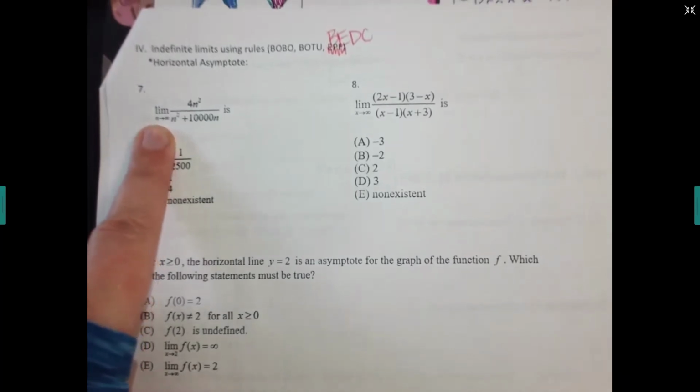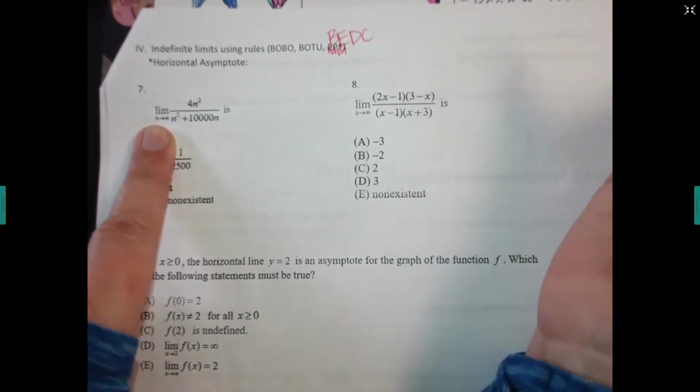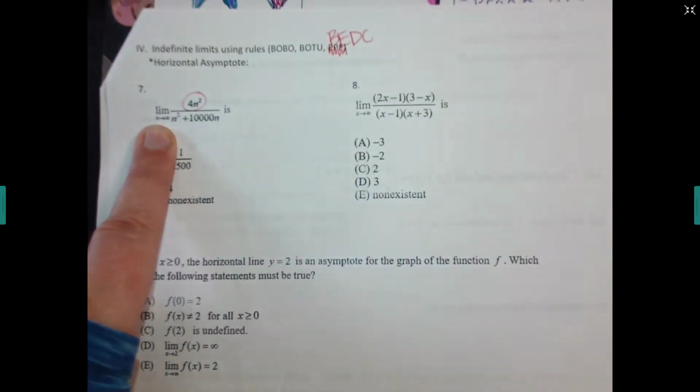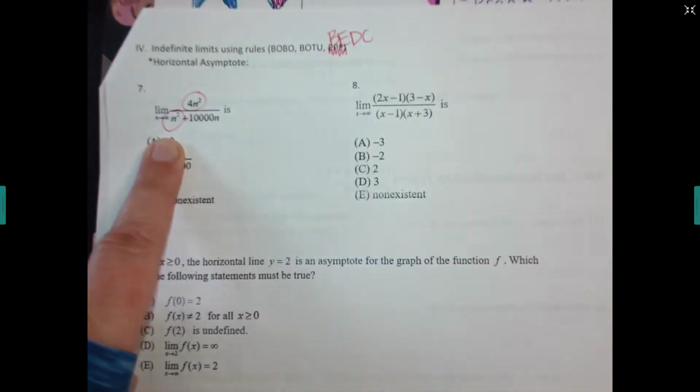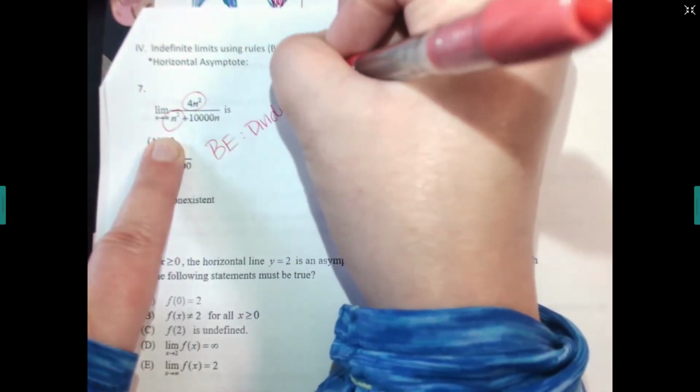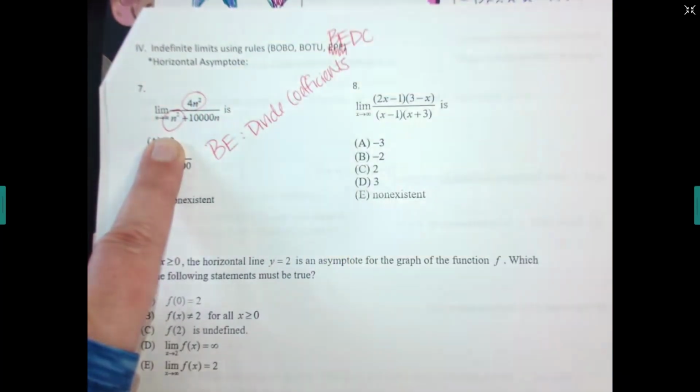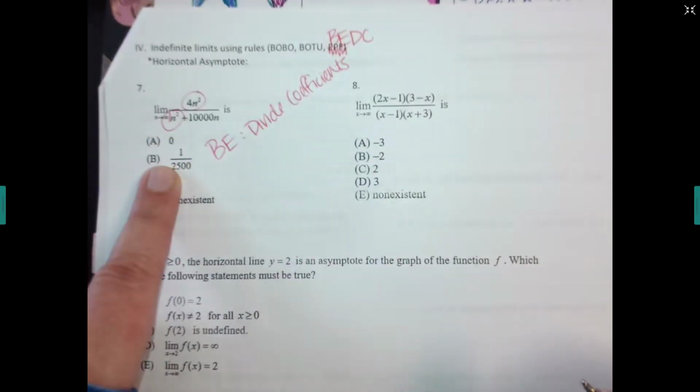What's the highest power on top? It'd be 4n squared. What's the highest power on bottom? N squared. Is it a Bobo bigger on bottom, Botten bigger on top, or Betsy? They're both equal. Betsy. And remember, both equal means divide the coefficients. So in this case, what would I be dividing? 4 divided by 1, which would give me.